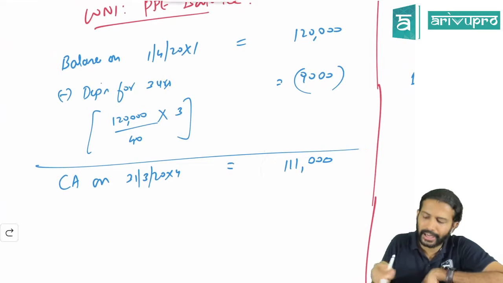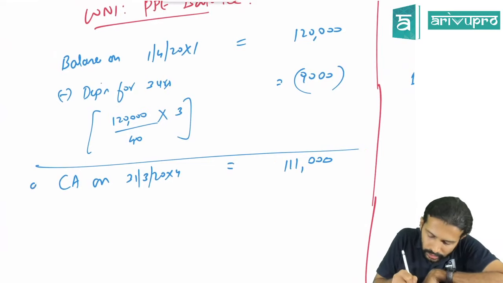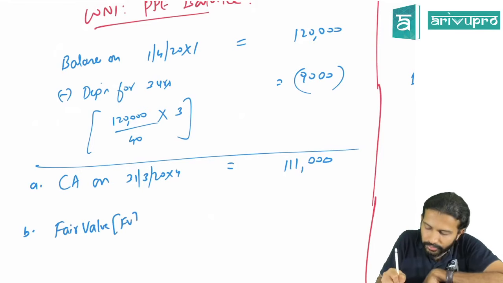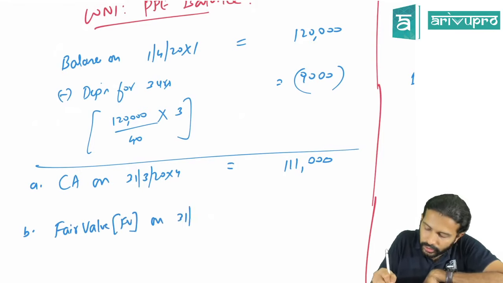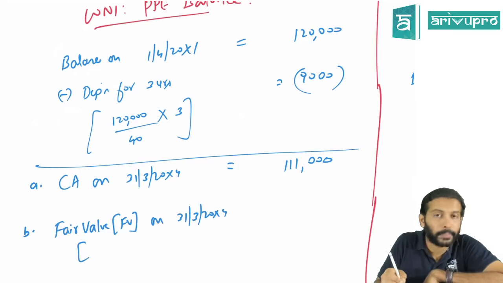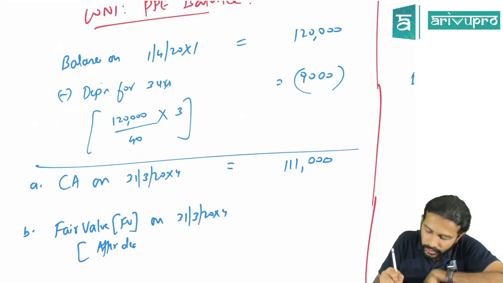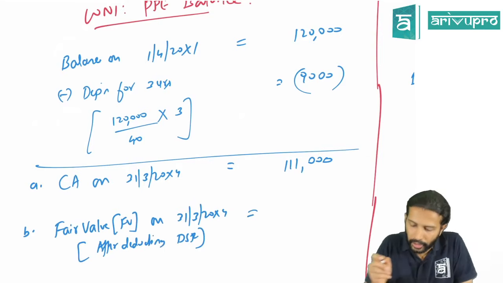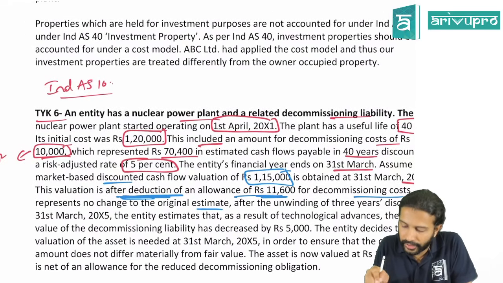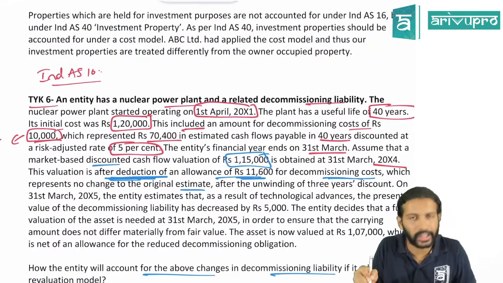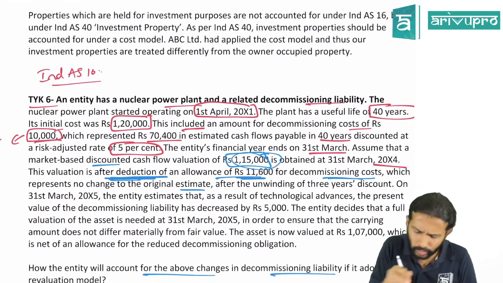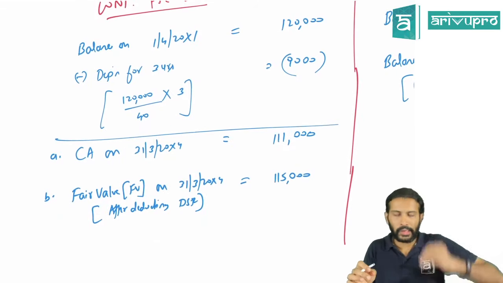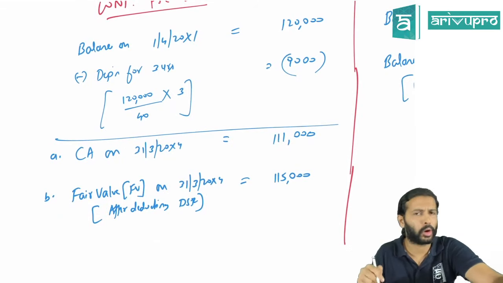So the book value or the carrying amount of the asset is this much. I'll call this A. Then I'll call this B. B is the fair value. Fair value, we'll call it FV. Fair value on 31st March 20x4. This is after deducting DSR cost, because they are saying the valuation is after deduction of allowance of 11,600 for decommissioning cost. So they have deducted that and they've got this value to be 1,15,000. Okay, let's understand this now. This is the new adjustment that they have brought in.